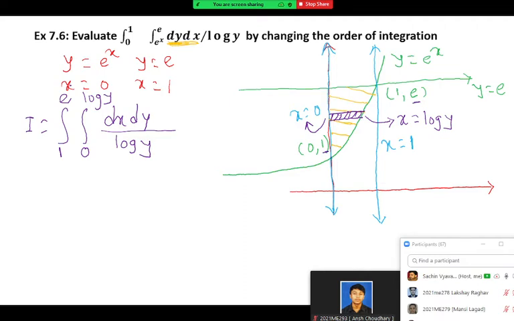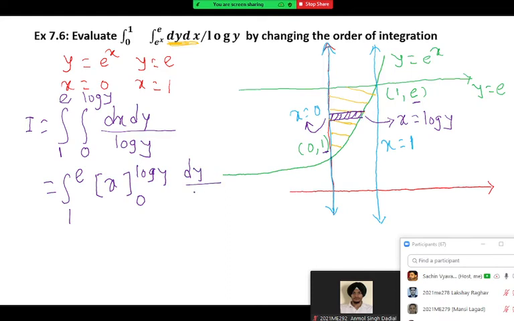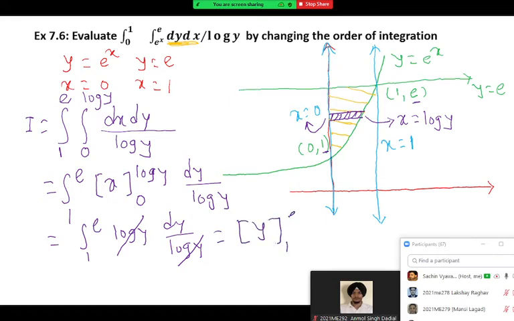Tell me the inner integration. What is the integral of dx? It is just x, and limits are 0 to log y, and the remaining part is a constant because we are integrating with respect to x. So dy upon log y is a constant as it is. When you put the upper limit and lower limit, this integration becomes really simple. Integral of dy is y. The final answer is e minus 1.